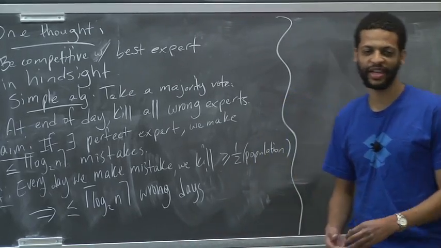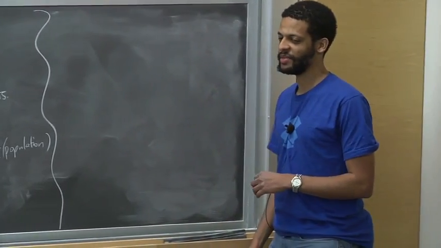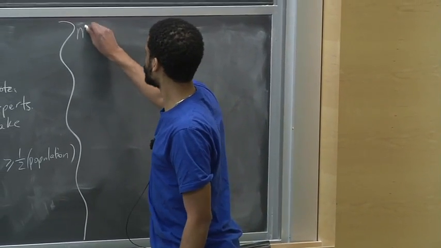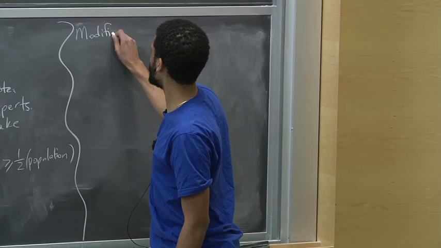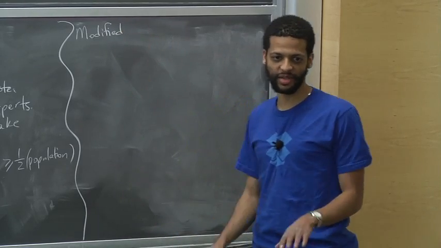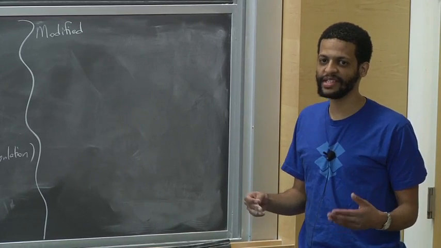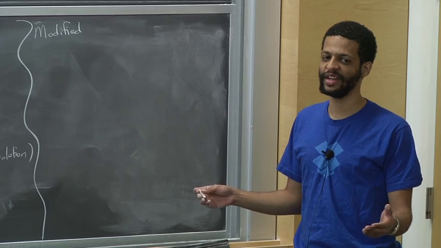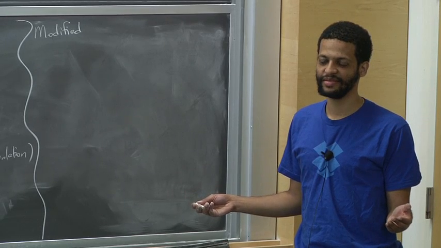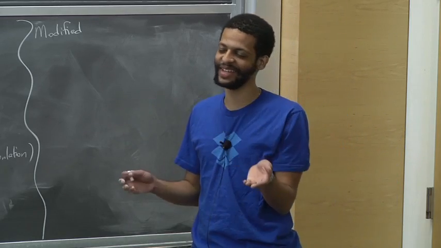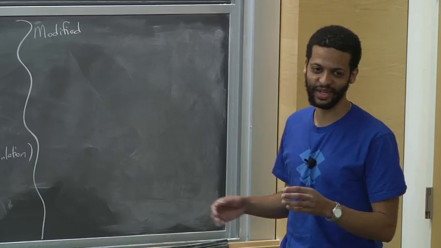So what's a modification of this algorithm if you want to be competitive against the best expert? Kill the worst half. I mean, let's say day one, everybody's wrong. What do you do day one? And then maybe the best expert is right from day two onward, but now you don't know because you killed him. I mean, he's not really dead, we're just ignoring him. You can go back to him. But what do you do?